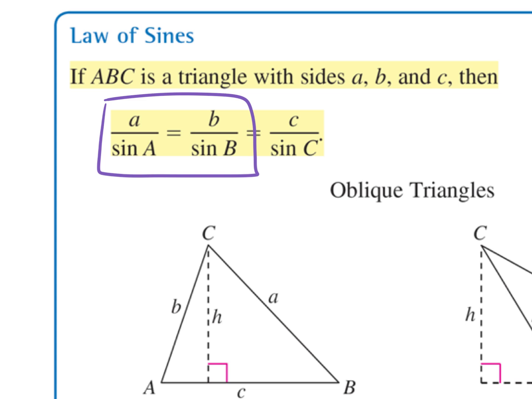You can only solve for one variable at a time, so you always want to start with whatever pair you have. If you have side a and angle A, you want to set that up as part of your proportion. Then you can set it equal to the other one to find whatever else you need.